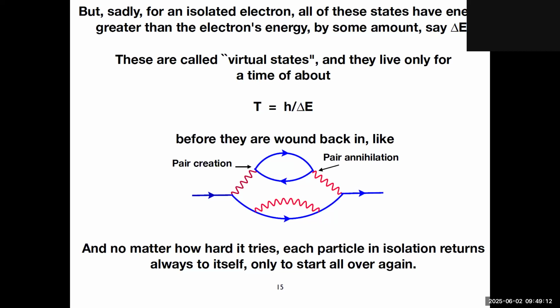And after this time, on average, they're wound back in. Like here, the process that we saw before, pair creation is followed by pair annihilation. Radiation is followed by absorption. And the electron turns back into itself. And no matter how hard it tries, to the extent one can use this personification, each particle in isolation returns always to itself, only to start over again.